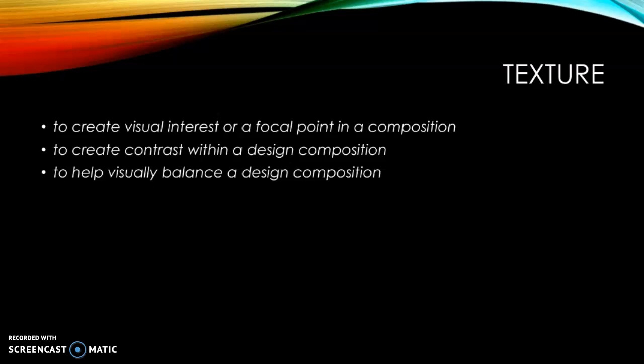So if you have a lot going on the left side of a canvas, but nothing on the right side, you can put texture on the right side of the canvas. You don't even have to change the color. You can just put texture there, and it will help balance out that composition. We're going to talk about balance in a later video.